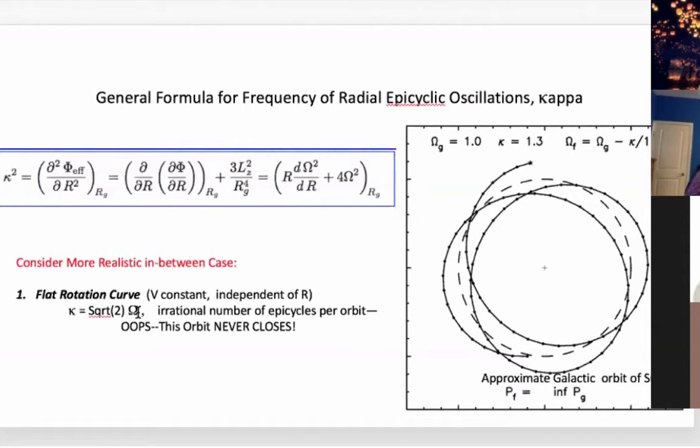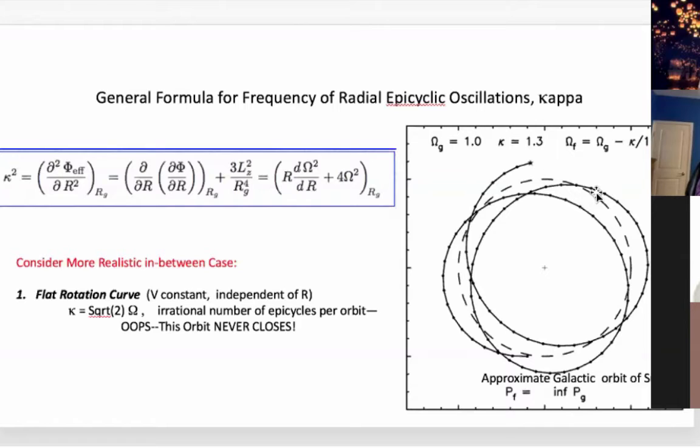It's not uniform. Actually, it's a 1 over r squared density distribution. That's what gives you a flat rotation curve. Then we're stuck in limbo here, completing square root of 2 epicycles every time we go around. So we're never going to come back to the same place. Now, this is an actual drawing of it. Okay, this was not for square root of 2. It was for 1.3, but you see the same basic issue.